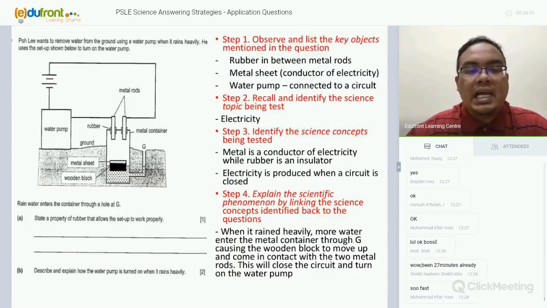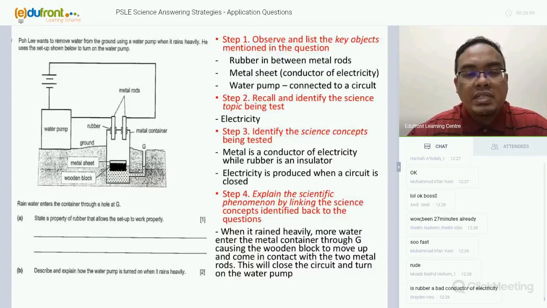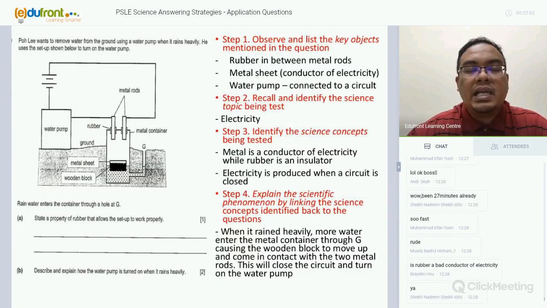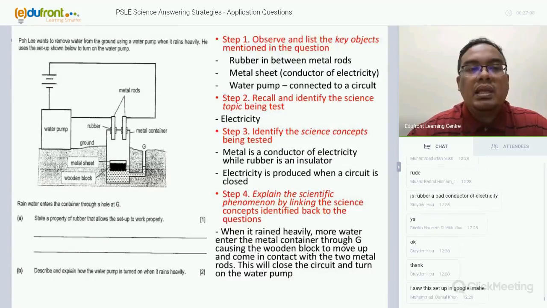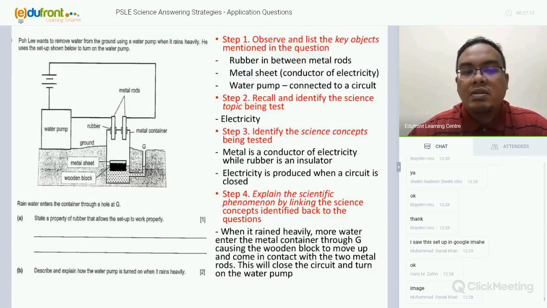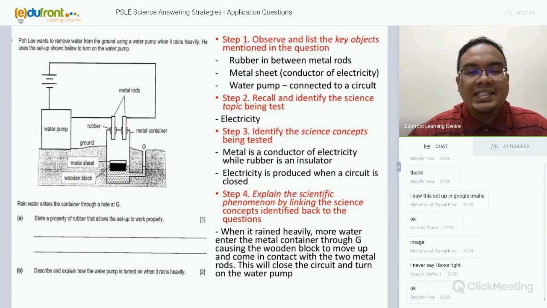So this setup, I don't think anyone is familiar with. Unless you are an engineer, I don't think it exists in Singapore, perhaps overseas. But this was asked in last year's PSLE question. So this is an application question where you are not familiar with the setup. However, you have learned the scientific concepts to explain this question. So don't worry. Let's see how to tackle this question.